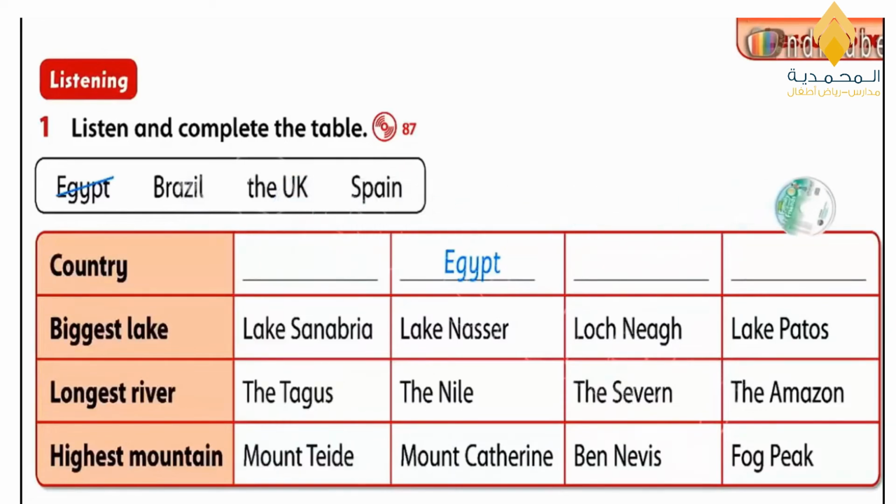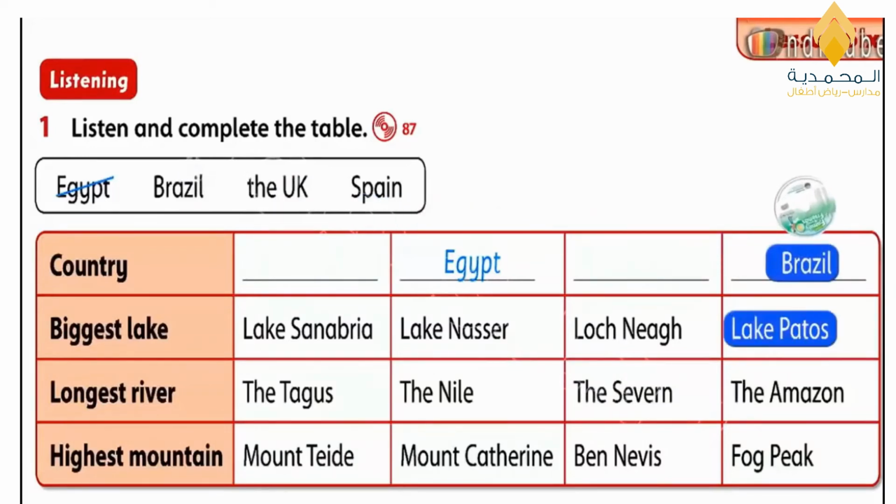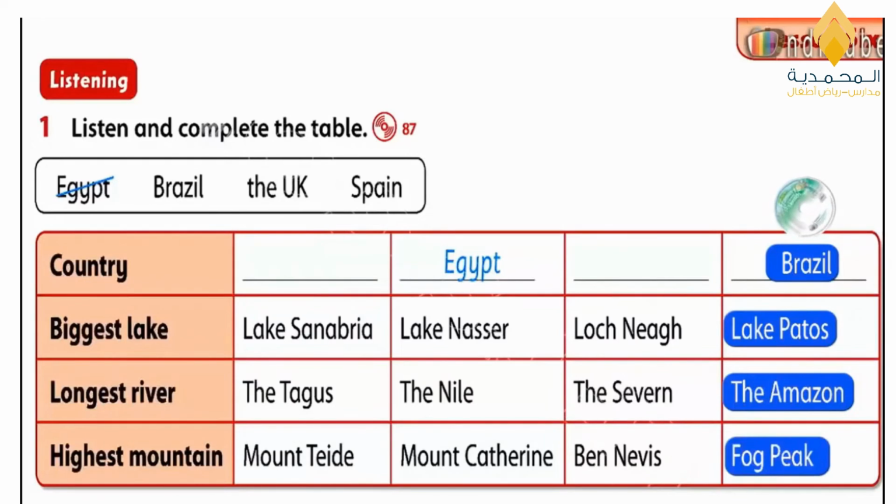Number 3. What's the biggest lake in Brazil? Is it Lake Patos? Yes, it is. What's the longest river in Brazil? The Amazon. That's right. What's the highest mountain in Brazil? Is it Fog Peak? Yes, it is.